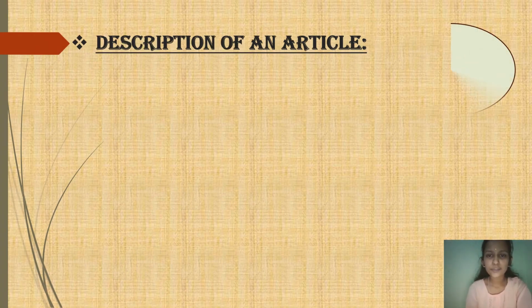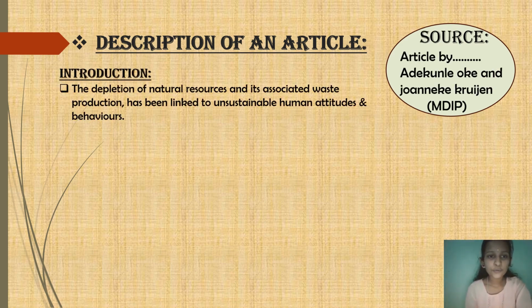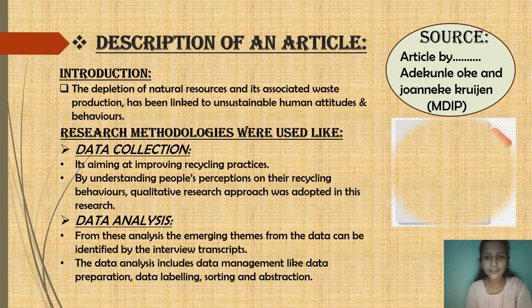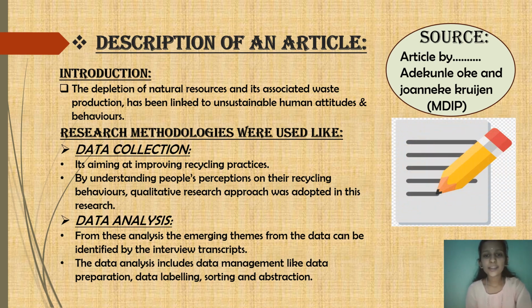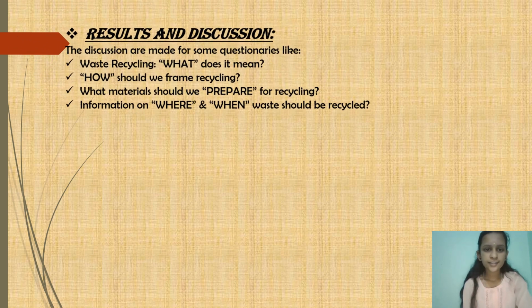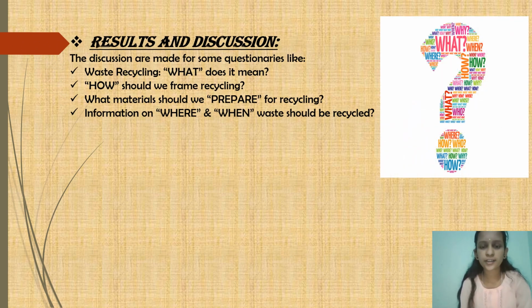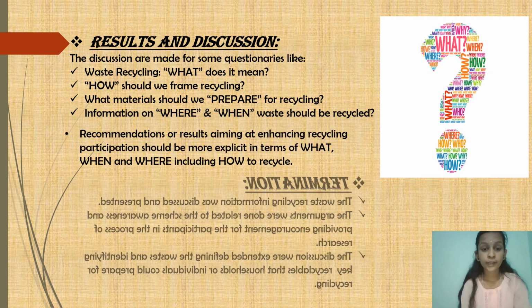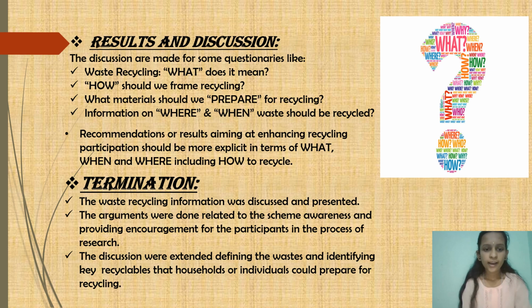Let's have a brief description of an article. This article gives an introduction about the depletion of natural resources and its associated waste, which has been linked to unsustainable human attitudes and behavior. The article contains research methodologies like data collection and data analysis. In this article, the results and discussions are made for some questionnaires in terms of what, where, when, and how to recycle. The article is concluded with the discussions and presentations made on the recycling program through the process of research.